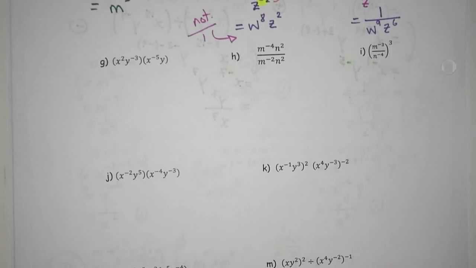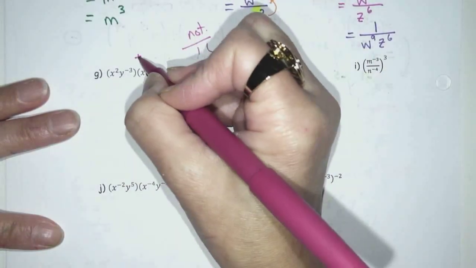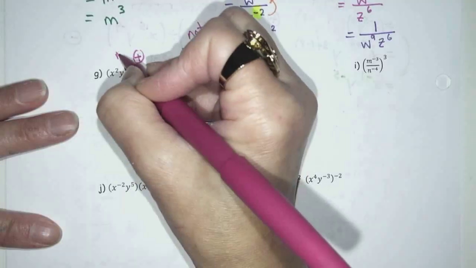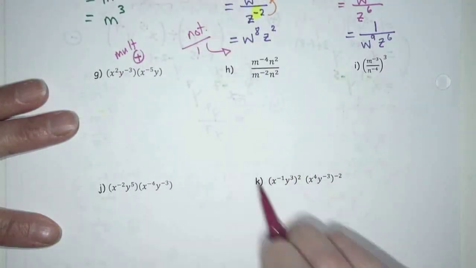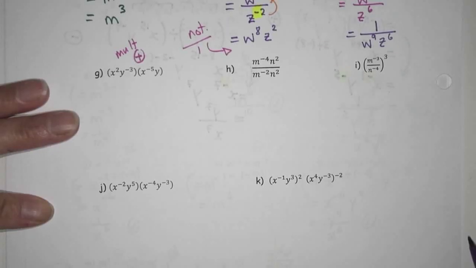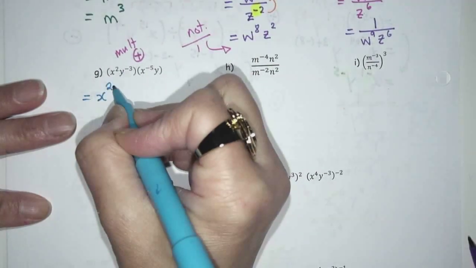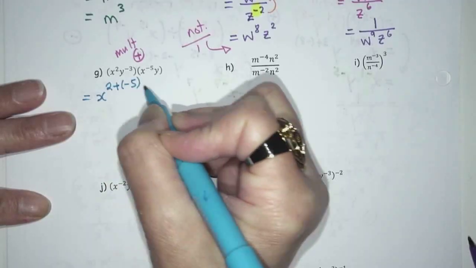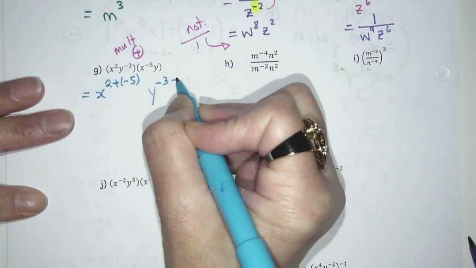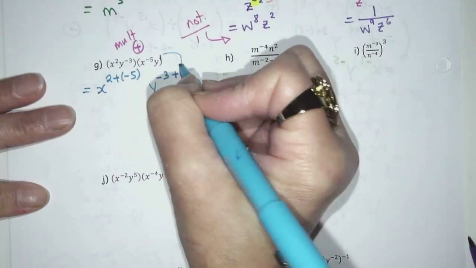Okay, this next one here, when we have two brackets beside each other, we're multiplying, so that means we're adding. Let's see what we've got. So this is going to be x to the 2 plus negative 5 and y to the negative 3 plus 1. There's an invisible 1 there, right?